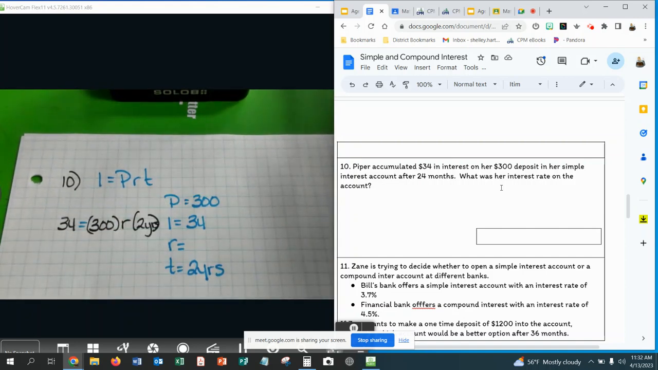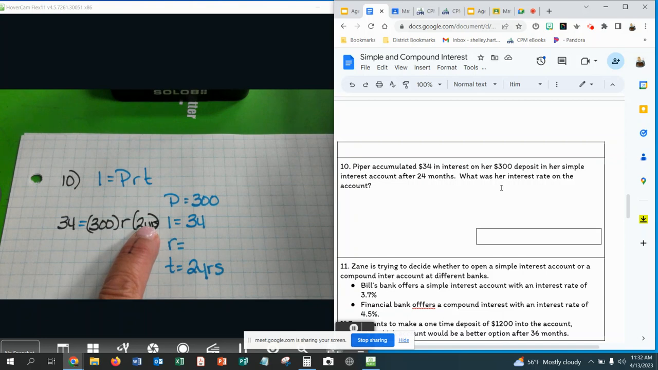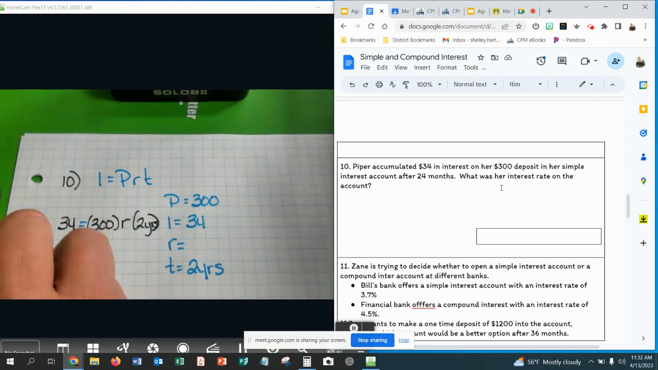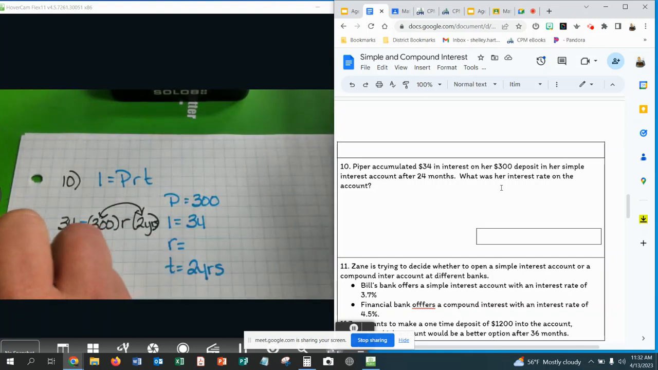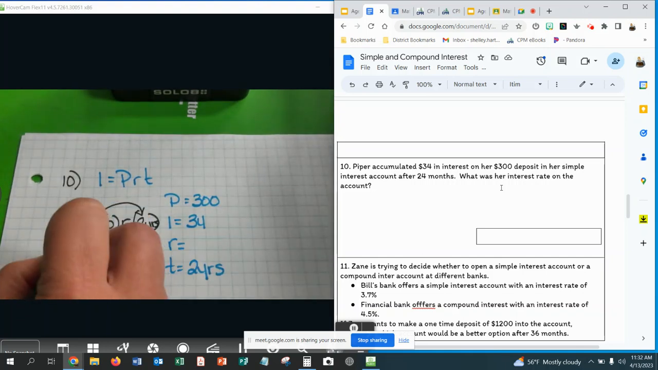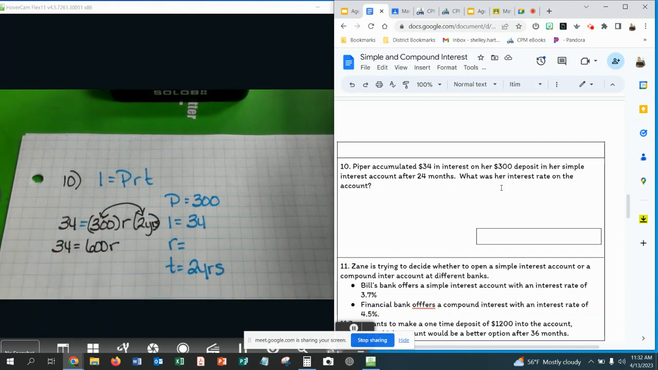Great. What do I need to do here? Probably multiply the 300 times the 2. Yeah? So let me rewrite it. So these two need to be multiplied. 34 equals 300 times 2 is 600 R. Okay. Divide by 600. Divide by 600. Okay.